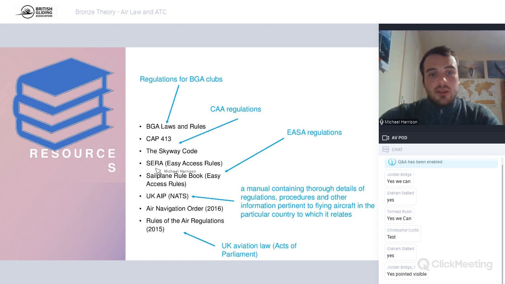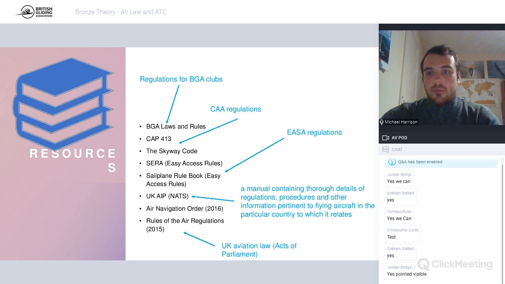SERA, that's the Standardised European Rules of the Air. That's an EASA regulation along with the sailplane rulebook. They're both easy access rules. The UK AIP, I'll come back to. And the Air Navigation Order and the rules of the air regulations, they're aviation law. Both of those are acts of Parliament applicable in the United Kingdom.